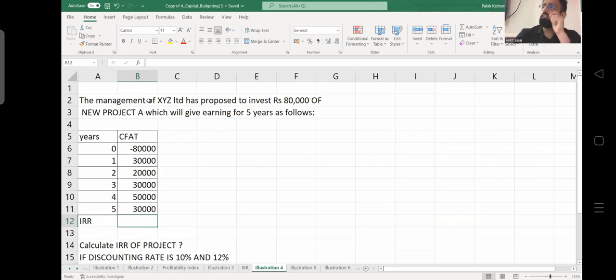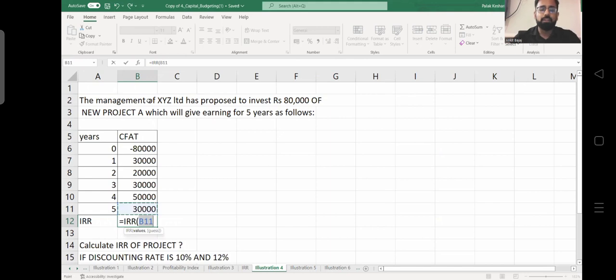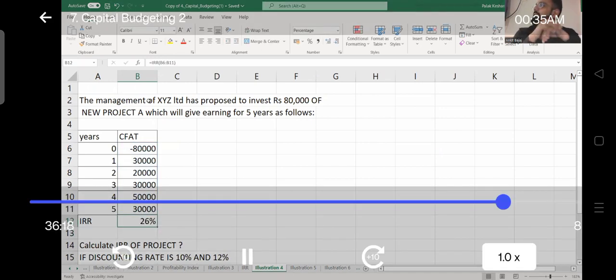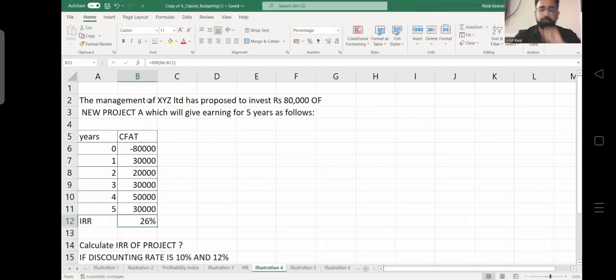I will apply the formula equal to IRR. Open up the bracket and we have to select the values here. Right? And if I press enter here, what is going to be the IRR? IRR is going to be 26%. Is it clear? This is how we have to calculate the IRR.